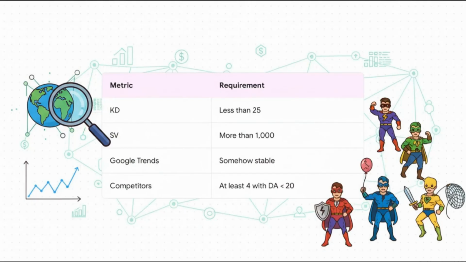Now, the criteria here are a little different. The KD is still low. We're still aiming for under 25. But look at the search volume. It only needs to be over 1,000. So why the big drop? Well, it's because each visitor is way more valuable. You also want to find at least 4 weaker competitors, which gives you an even clearer shot at ranking.